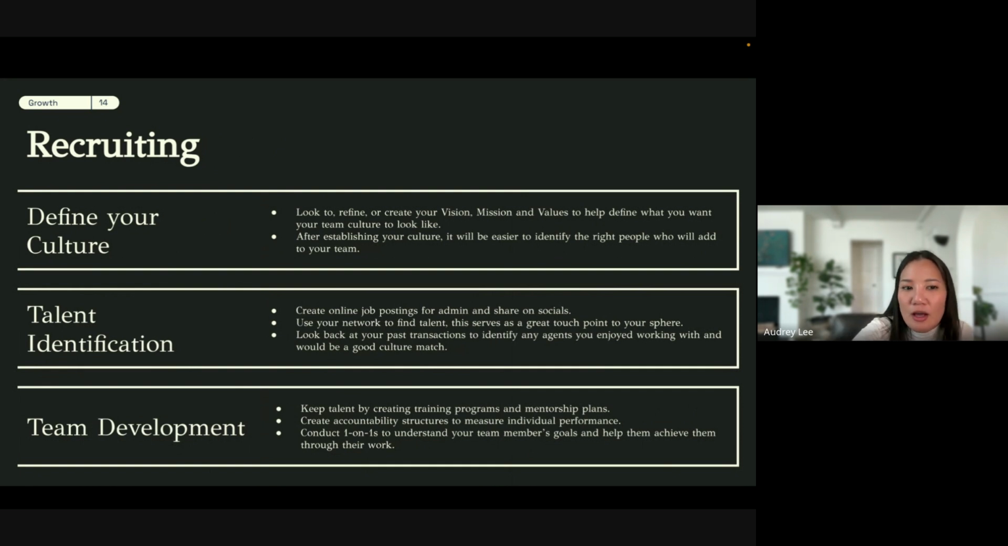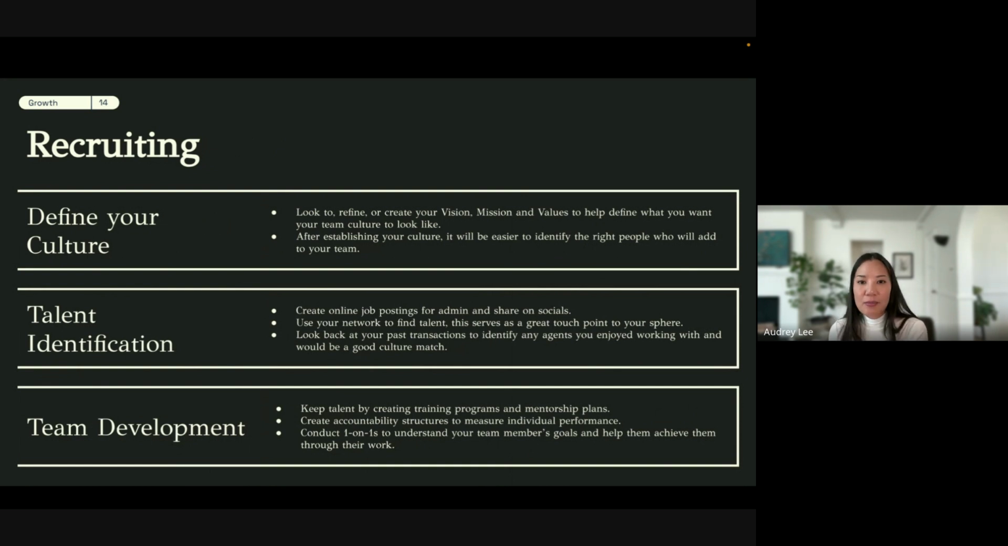And then another point, the team development. Once you have a team, it's so hard to recruit and find a really great team member that the last thing you want to happen is have them leave. So once you have this great group of people who fit your culture and believe in your vision, make sure you reinvest back into them. So creating training programs, having a good mentorship program.